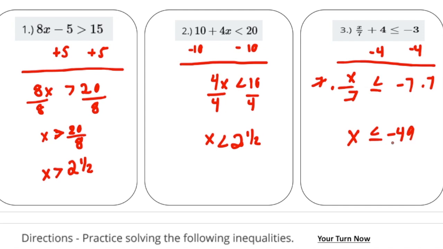Alright, so what I want you to do is pause the video and try the your turn problems now. Some of the problems are like this, some of them are a little more difficult, but when you're done, hit play and you can see how you did. Alright, good luck.